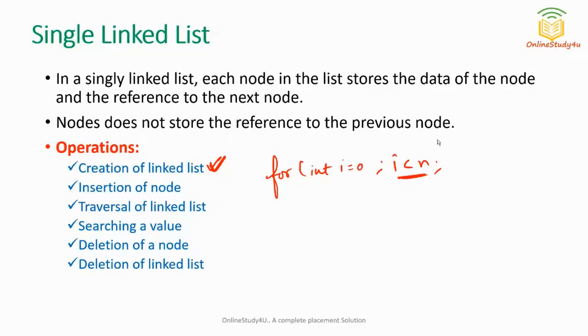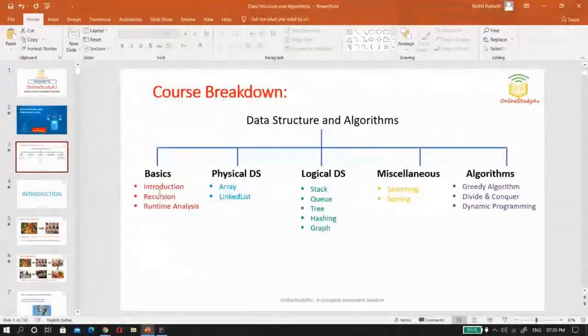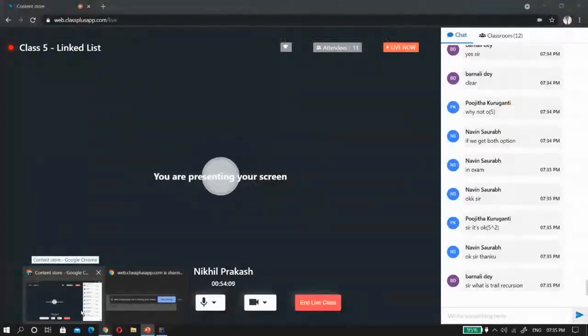Recursion class. So how many classes did we have? I think 4 classes. Yes, we have done introduction, recursion, runtime analysis. Array is also done. Today we are discussing linked list. Okay, so those who have no doubt can leave the class. When I see 0 students, I can understand that no one has a doubt. Okay, so class has ended. You can leave. Thank you, everyone.